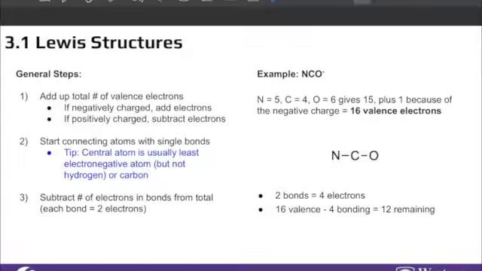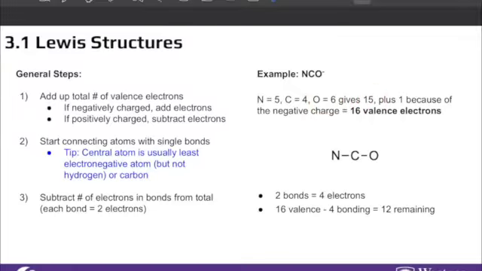So if you have to draw a Lewis structure, the first thing that you're going to want to do is add up your total number of valence electrons. So basically, you're going to want to go through each atom in the compound, see how many electrons it's going to contribute, and then add all of that up. So in this example here, nitrogen is in group 15, so it has 5 valence electrons. Carbon's in group 14, so it has 4 electrons. Oxygen's in group 16, so it has 6 valence electrons. So adding all those up, we have 15.